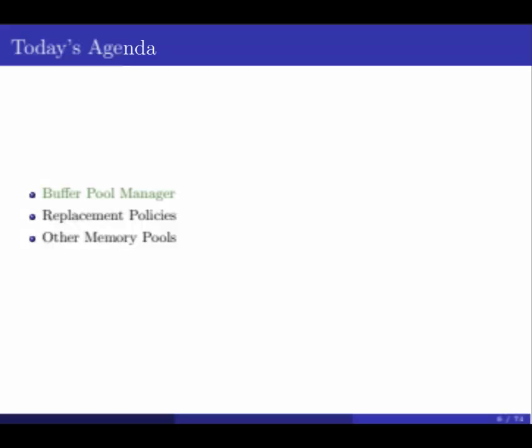Okay? So first we're going to talk about what we mean by the buffer pool. I will define the buffer pool manager. Then after that, I'm going to take a look at different replacement policies. In other words, when I need space and the buffer pool doesn't have any space, how can you decide which page is going to be removed from the buffer pool or replaced with a new one?